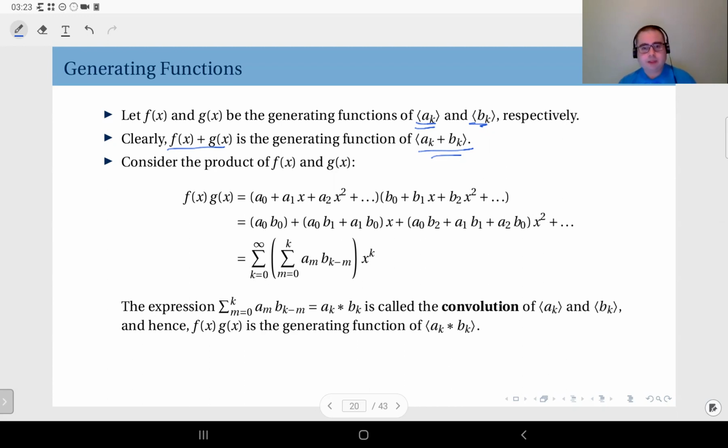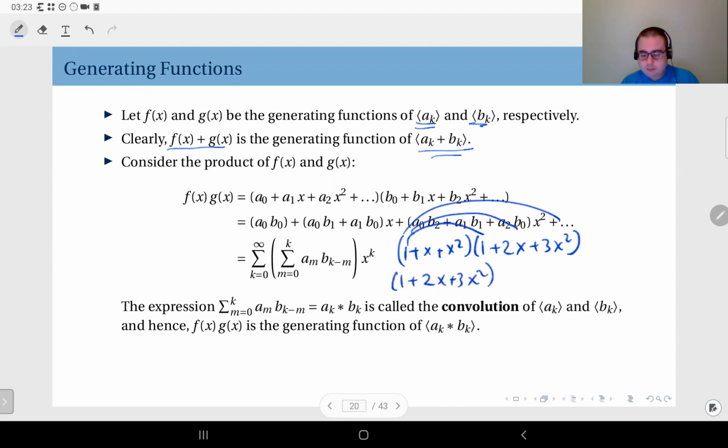When it comes to multiplication, this is a little bit different. For instance, consider two functions, 1 plus x squared, and the other one, let's say, 1 plus 2x plus 3x squared. Now, when you multiply these, this goes to all of these terms, so you get 1 plus 2x plus 3x squared, plus this one goes to again all of them. You get x plus 2x squared plus 3x to the power 3, plus finally you get x to the power 2, 2 times x to the power 3 plus 3 times x to the power 4.